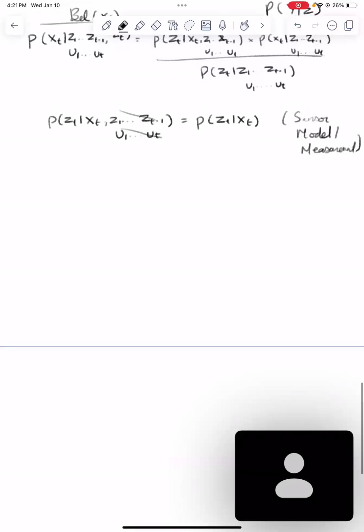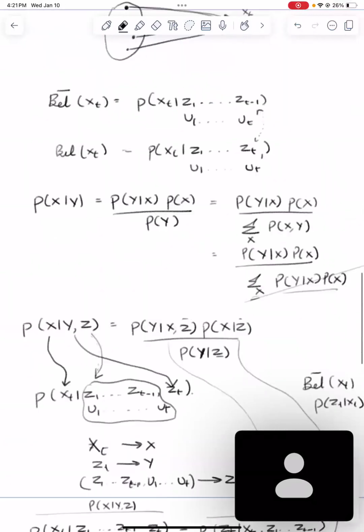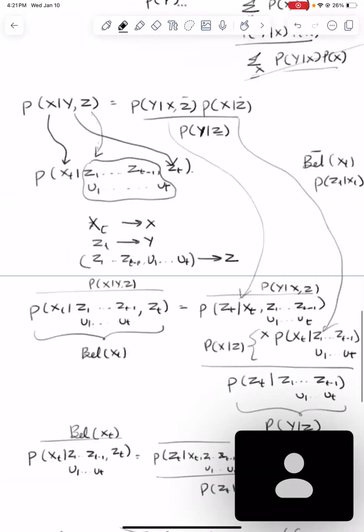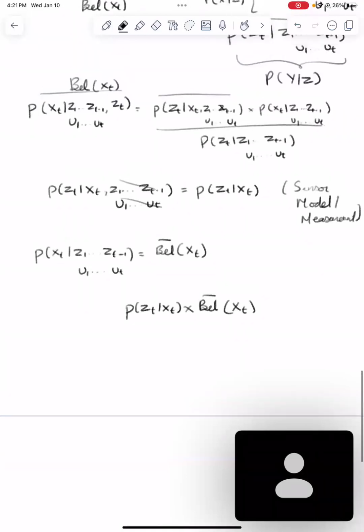The next thing you want to notice is that the second term, P of xt given z1 to zt minus 1 and u1 to ut, is literally just belief bar. We defined belief bar above. Belief bar is P of xt given z1 to zt minus 1 and u1 to ut. Just pattern matching, that's literally belief bar. So what is the numerator? The numerator here is just P of zt given xt times belief bar. That's pretty cool. It became way more compact. And let's think about the denominator. So this is the numerator.